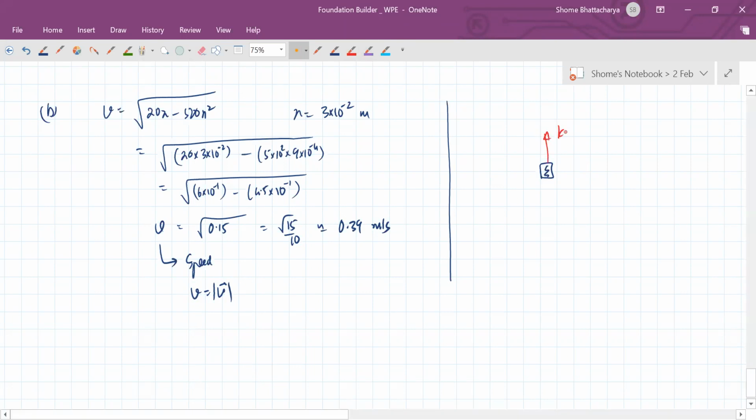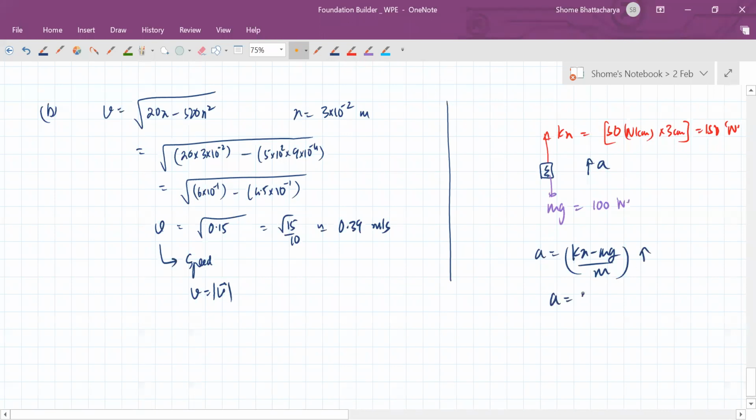The spring force at this point of time is becoming 50 Newton per centimeter into 3 centimeters. So it's becoming 150 newtons. Okay. Which you can see is exceeding the weight. The weight is only 100 newtons. So the acceleration is opposite in direction now. The acceleration is upwards. So a is equal to kx minus mg by m, upwards. So the acceleration is 5 meters per second square upwards at x equal to 3 centimeters.